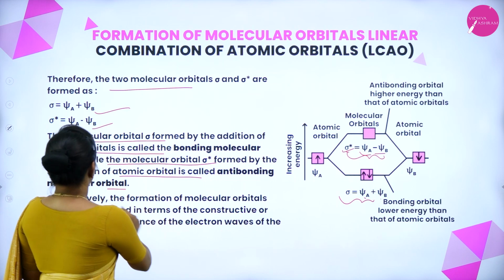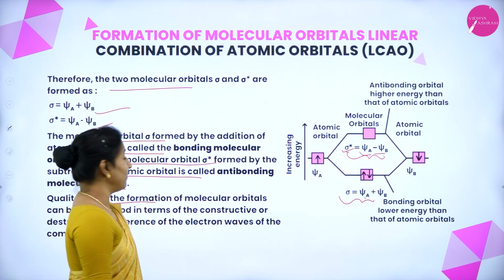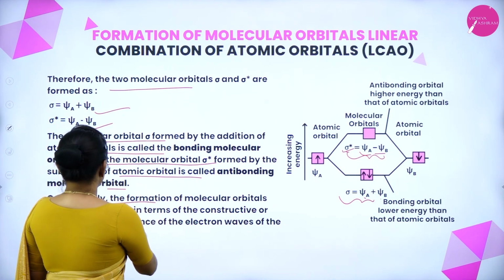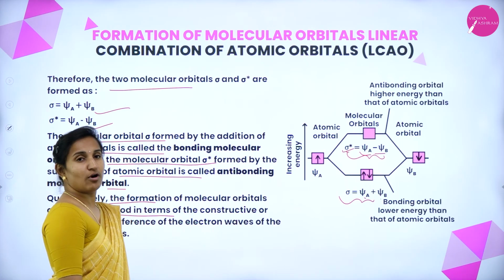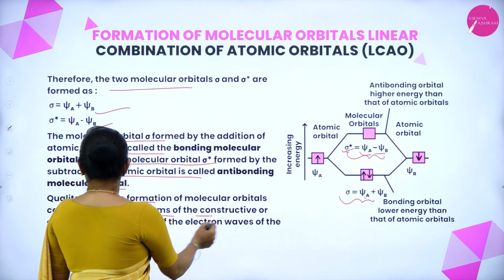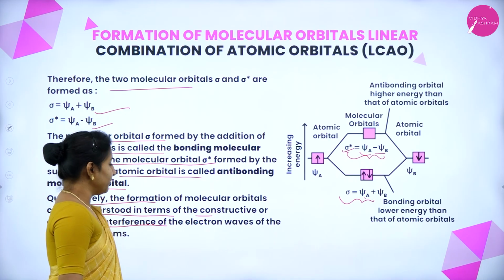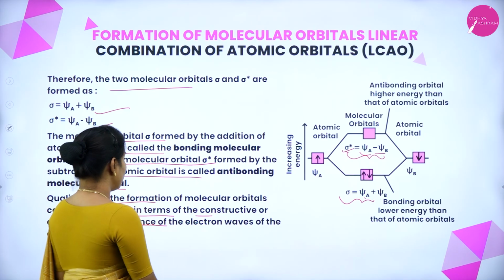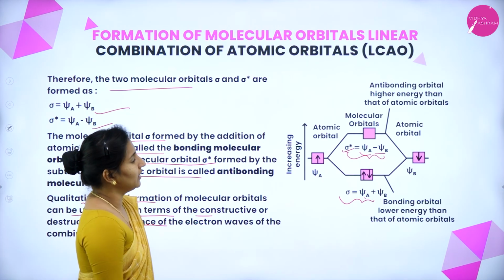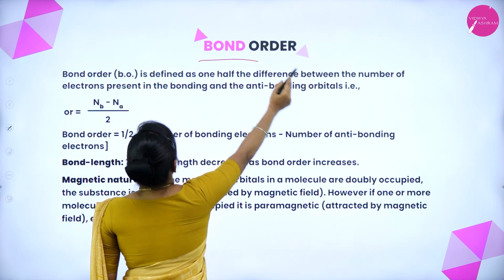The qualitative formation of molecular orbitals can be understood in terms of constructive or destructive interference of the electron waves of the combining orbitals. Bond order.